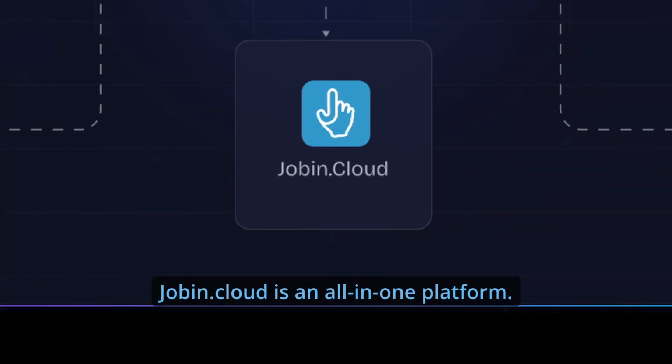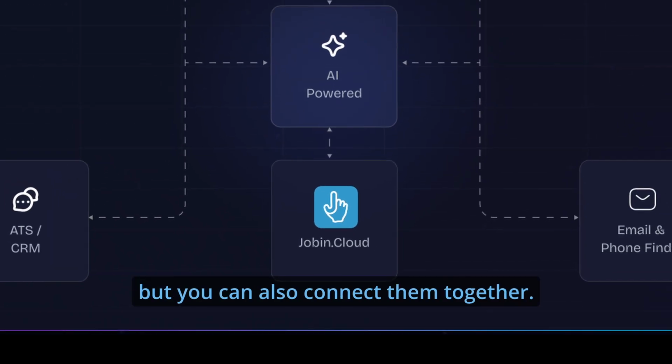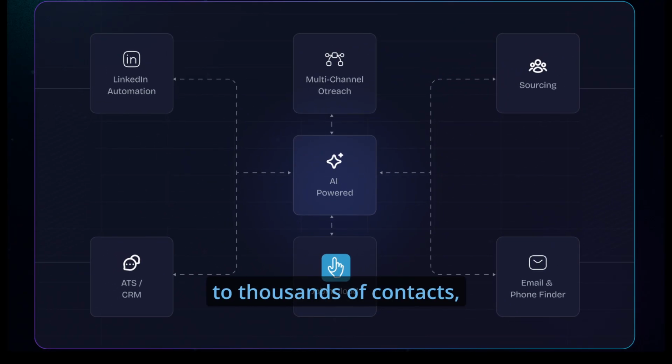Jobin.cloud is an all-in-one platform. That means not only do you have all the features you need in one place, but you can also connect them together. This synergy is powerful. You can scale your work to thousands of contacts, automate repetitive tasks, and build workflows that adapt as results come in. So let's see how it works in practice.